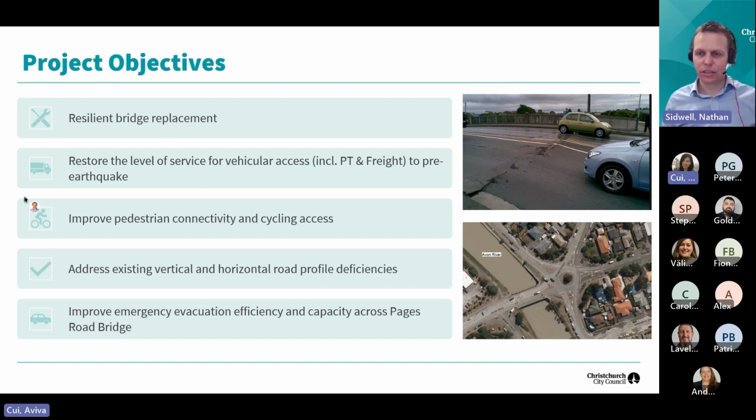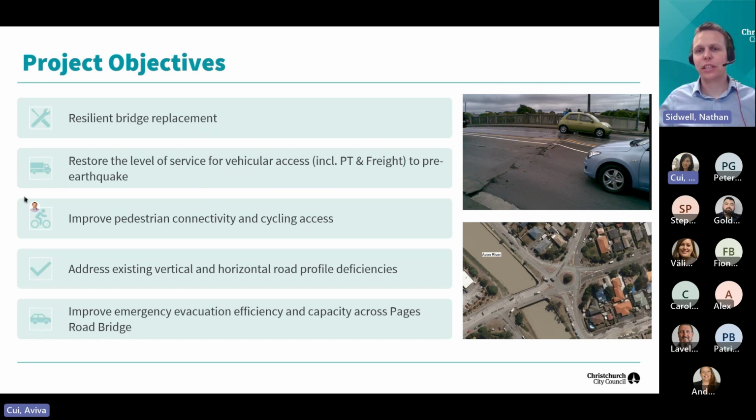And the picture on the right is the aerial photo of the existing bridge in that five-leg roundabout. That five-leg roundabout has all sorts of deficiencies with it that we are trying to remove as part of this project. So the first project objective is to have a resilient bridge replacement. Easier said than done, we just build a new bridge. So that's an easy one to achieve there.